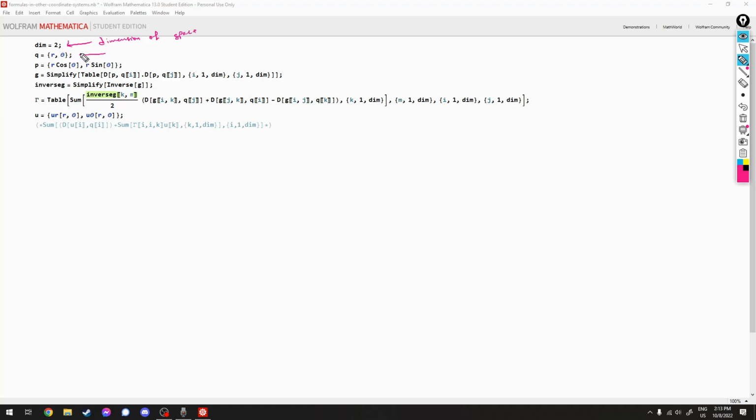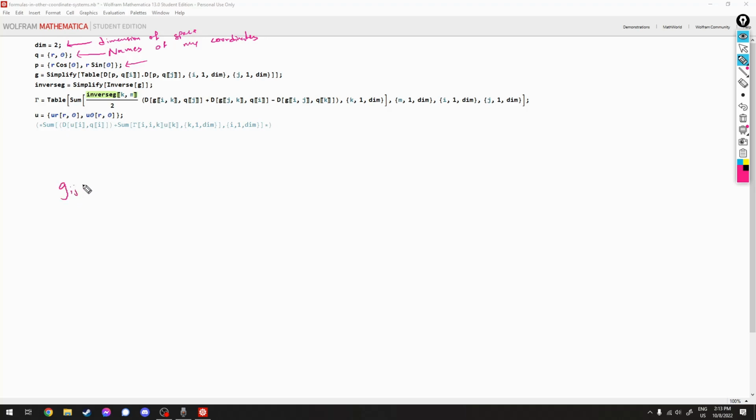Then I tell Mathematica the names of my coordinates. Then I tell it what describes the point on the manifold. That's our typical transformation law between our coordinates. And then we have our metric tensor, right?